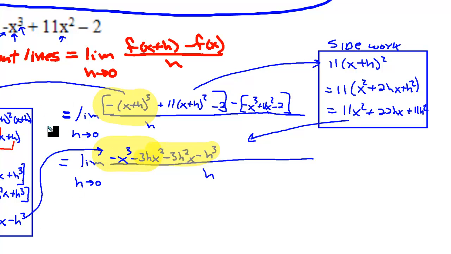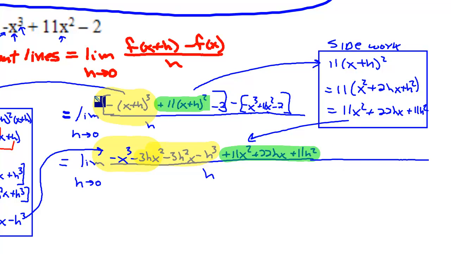Show where you start your side work, where it's coming from, and then where you're putting it back in. So these green things are going to be the same. Plus 11x squared plus 22hx plus 11h squared. Got a lot of problem left. And then I have this minus 3.